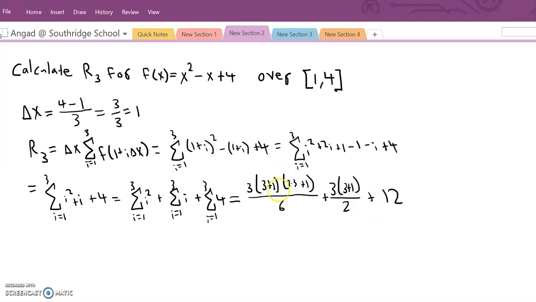So there you have it. Then we should just work this out. And this will end up being 3 times 4 times 7 divided by 6, which equals 14. This will end up being 3 times 4 divided by 2, which is 12.